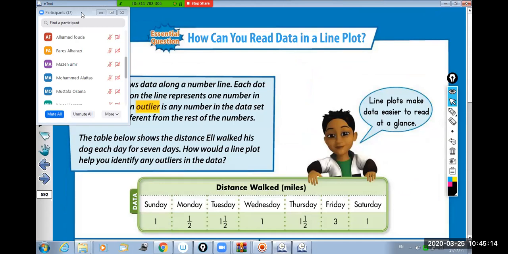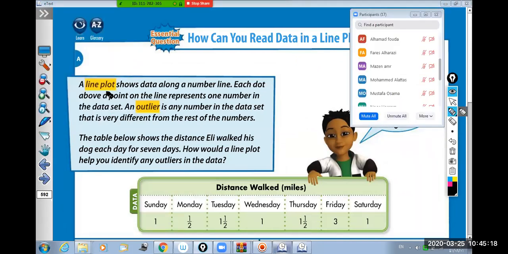Here, this is the definition of the line plot. The line plot shows the data along a number line. A number what? Line. As when I was drawing here, Ilyas, I was drawing a number line. I put the 5 two times, if you remember. And the 7 was what, Ilyas? How many times was the 7? 1 or 2 days?